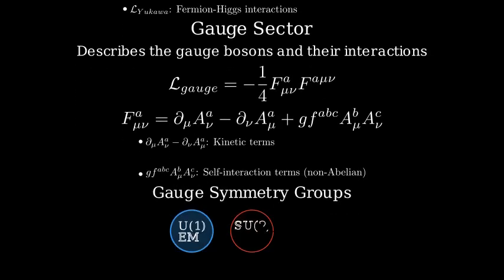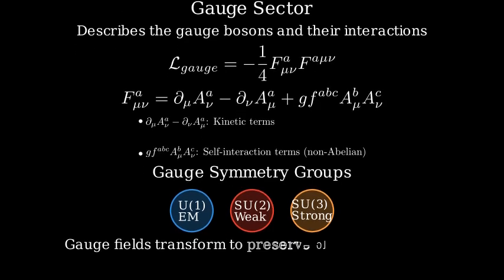The gauge symmetry of the standard model is described by the product of 3 groups: U(1) for electromagnetism, photons; SU(2) for the weak force, W and Z bosons; SU(3) for the strong force, gluons. Under gauge transformations, the gauge fields transform in specific ways to ensure that the physics remains invariant.